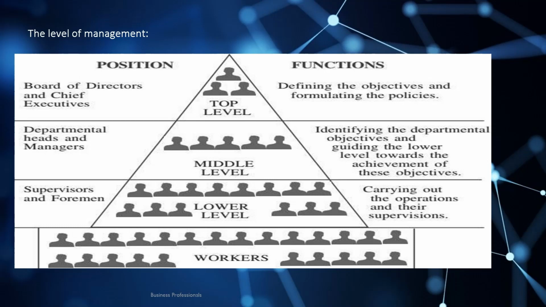G. They evaluate performance of junior managers. H. They are also responsible for inspiring lower-level managers towards better performance. 3. Lower level of management. Lower level is also known as supervisory operative level of management. It consists of supervisors, foremen, section officers, superintendent, etc.